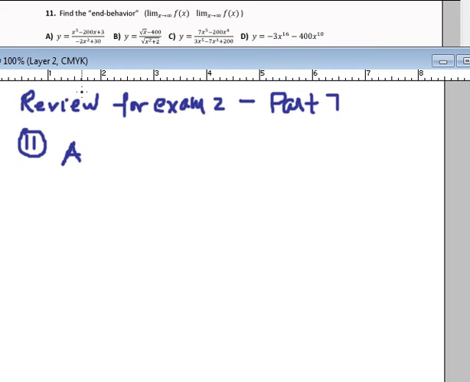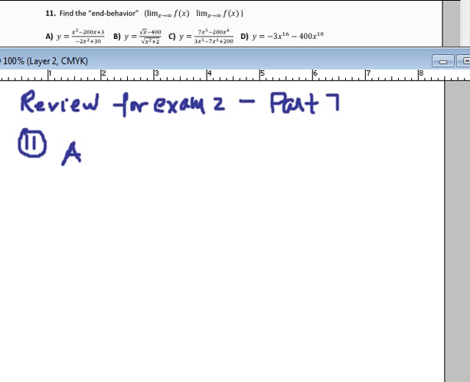Okay, we're continuing our review, and we're up to number 11. Find the end behavior. End behavior means the limit as x goes to infinity and the limit as x goes to minus infinity. All right, so if we look at A, and we remember that the end behavior is only influenced by the dominant term in the numerator and the denominator. So what's the dominant term here?